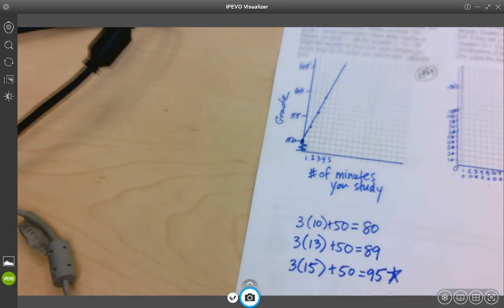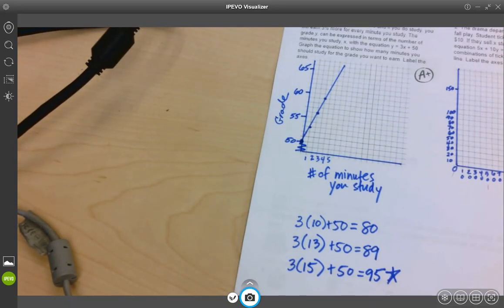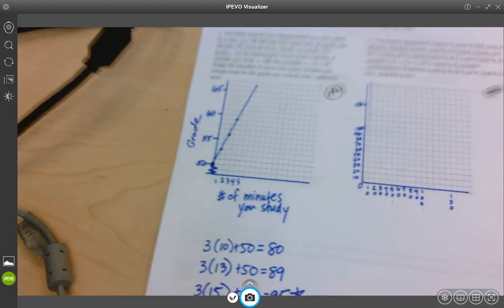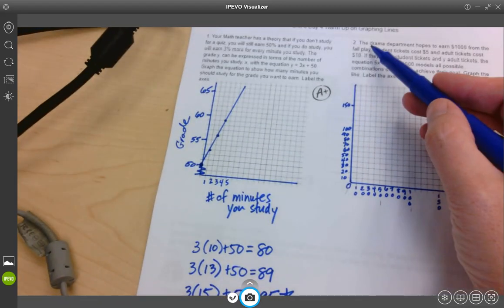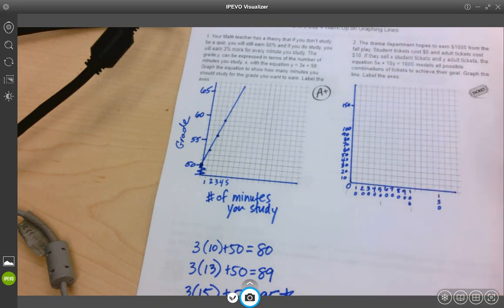Yeah. Does somebody want to read the second one to us? Thanks, Dion. Nice and loud, okay? Read the second problem. Yes, please.